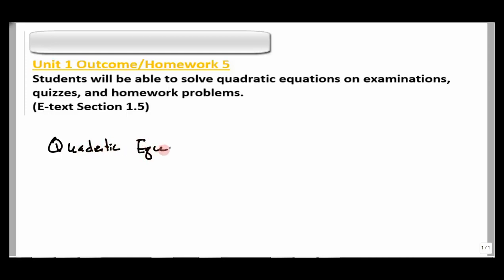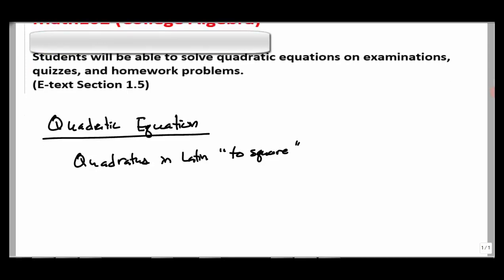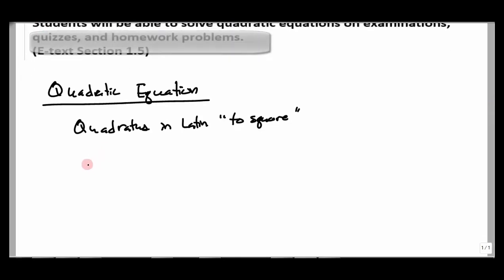is. So a quadratic equation, you might look at this prefix quad and think it means 4, but it actually means to square. So in Latin, the word quadratus means to square. So again, we're not looking for quad. We're used to a quad, like a four-wheeler meaning 4, but this is quadratus in Latin, which means to square. So we're looking at equations where the first term or the highest term is squared.